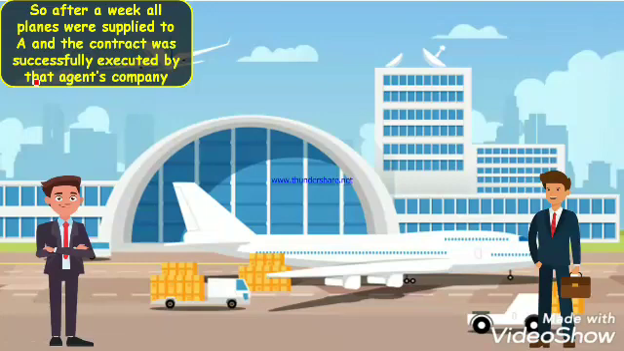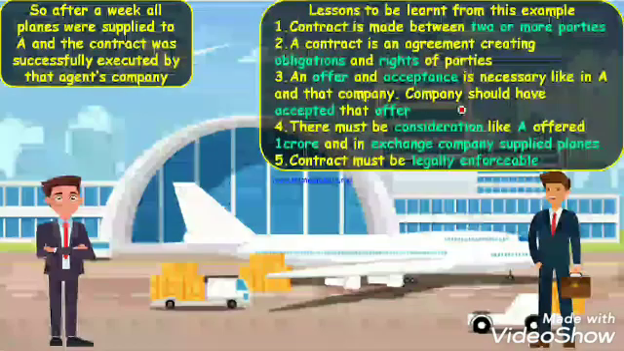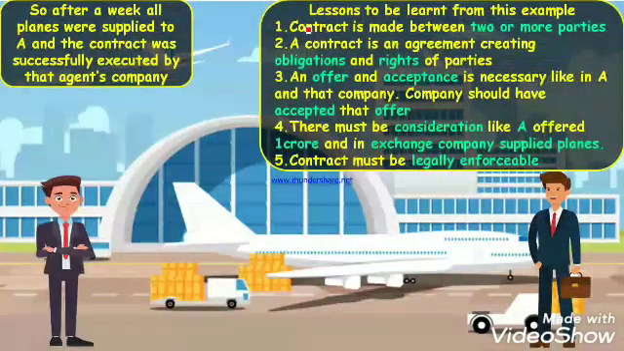So what do you mean by this example? In this example, we got to understand that there should be 2 or more parties in the contract, and in this contract some legal obligations and duties were also created between these two parties. Now let's see the lessons to be learned from this example.